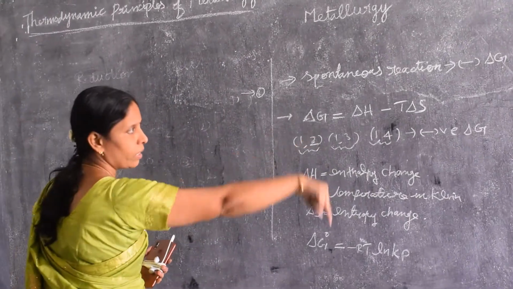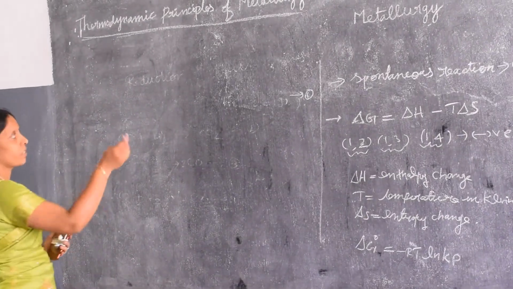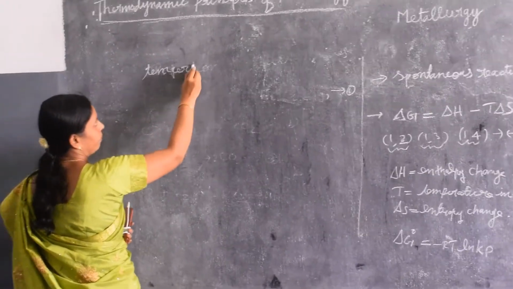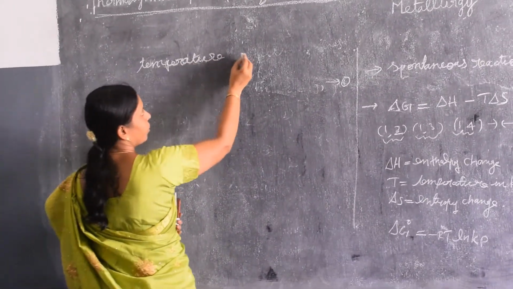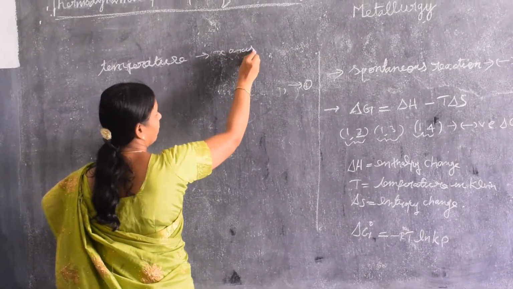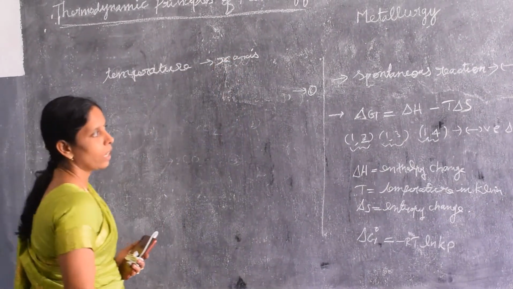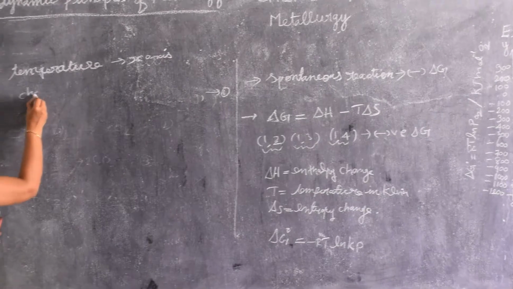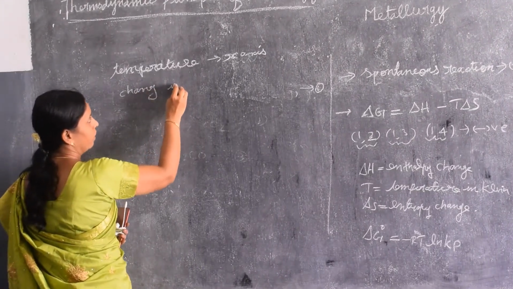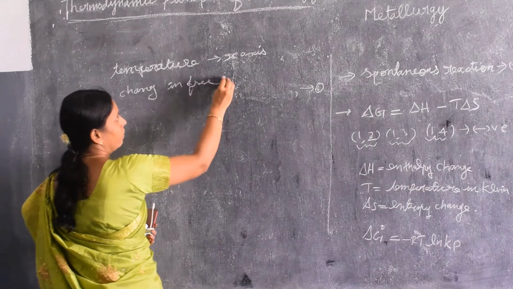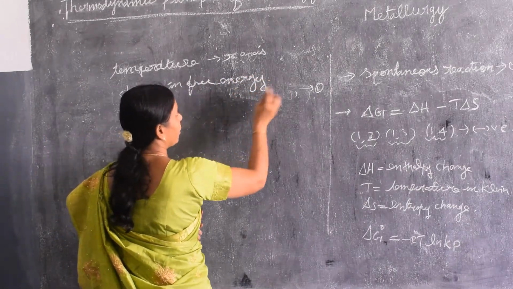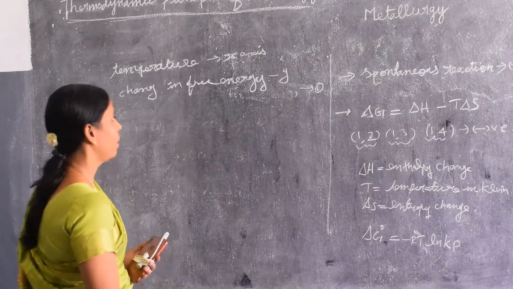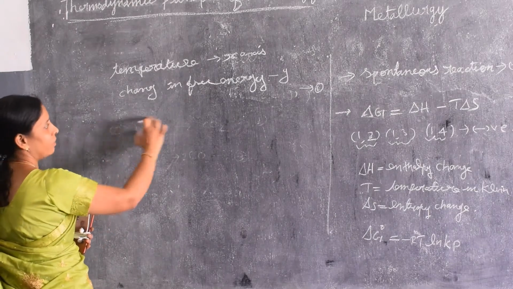In this diagram, temperature is on the x-axis and the change in free energy is on the y-axis. Now the resultant plot is a straight line.